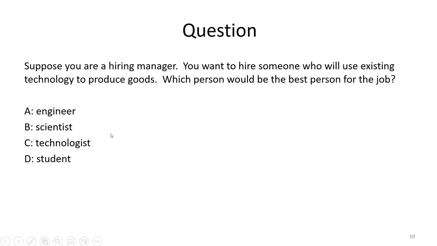Let's try a practice question. Suppose you are a hiring manager and you want to hire someone who will use existing technology to produce goods. Which person from this list would be the best person for the job? Take a moment and see if you can identify them. So in this case, the correct person to use would be a technologist. Remember, technologists use existing technology to produce goods. So generally, you would want to hire somebody who is qualified for that job. Technologist would be the best choice.